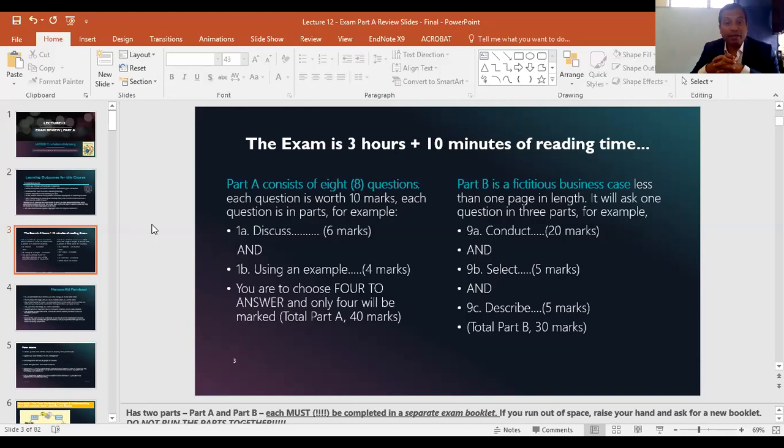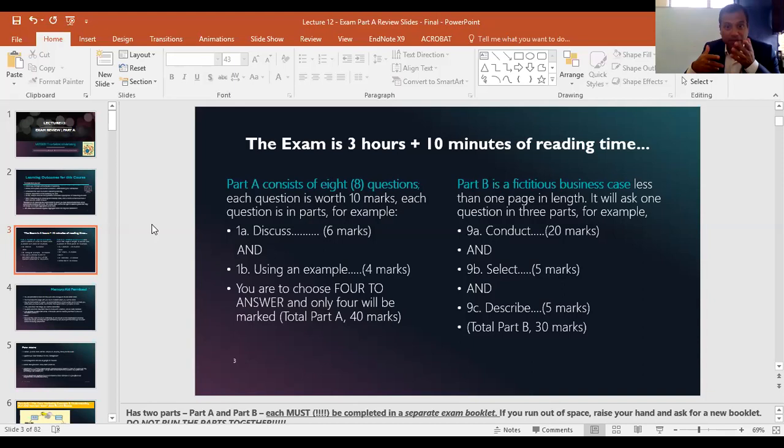Part A consists of 8 questions. Each question is worth 10 marks. Each question has two parts, for example, first A and first B, second A, second B. All 8 questions will have two choices, A and B. Question A will be 6 marks and B 4 marks, or maybe A will be 8 marks and B 2 marks, or maybe 5 and 5.